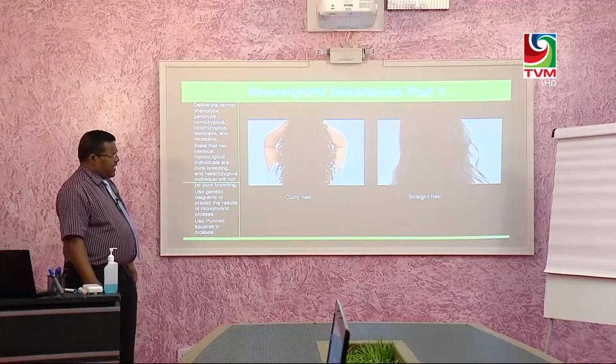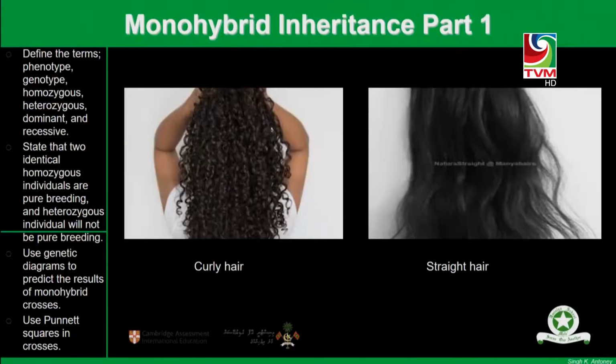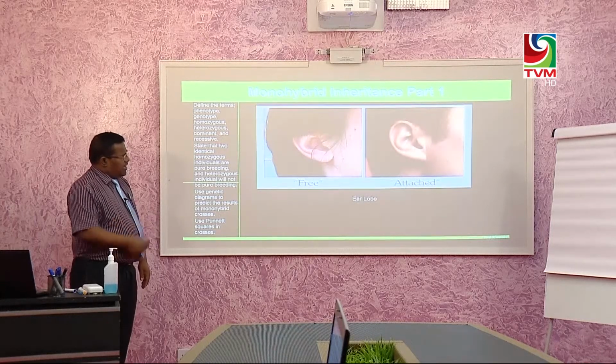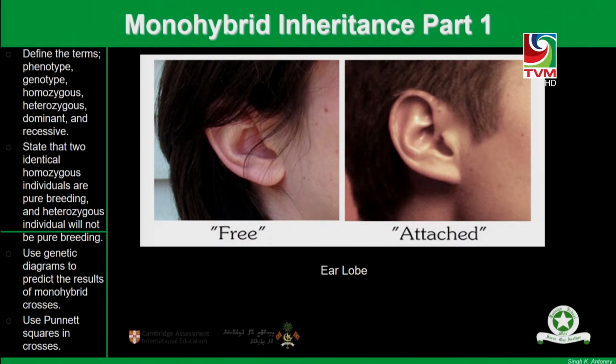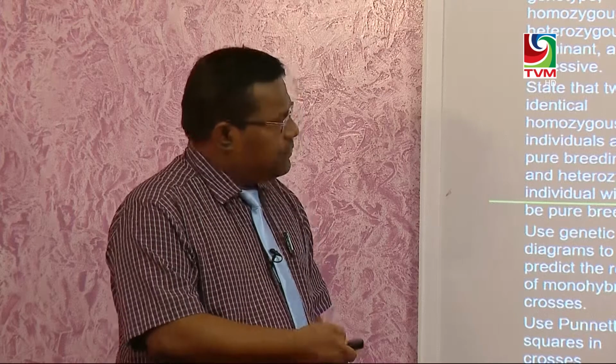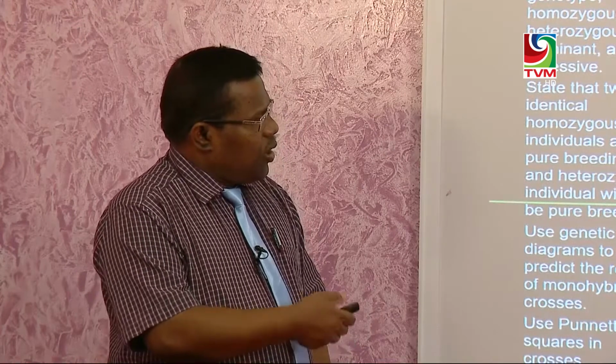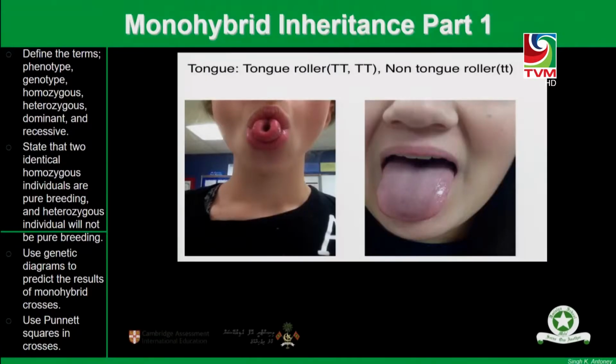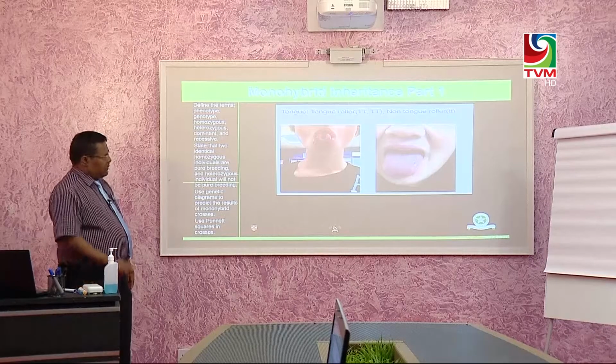The nature of the hair, curly hair, straight hair, they are the phenotype. The earlobe, some will have free earlobe, others will have attached earlobe. So, free and attached, they are the phenotype. Or in the case of the ability to roll the tongue, some of them are referred to as tongue rollers, others are referred to as non-tongue rollers. So, which is the phenotype.